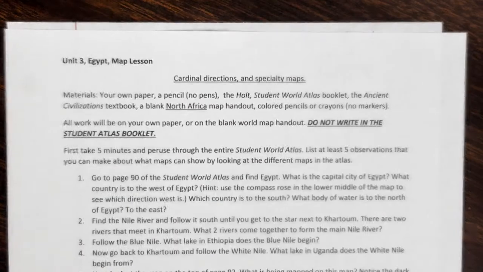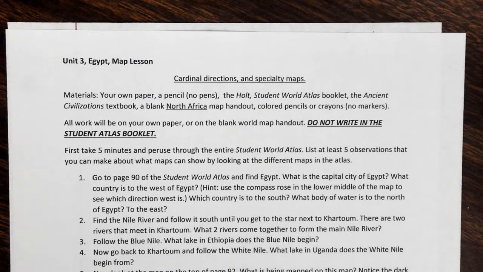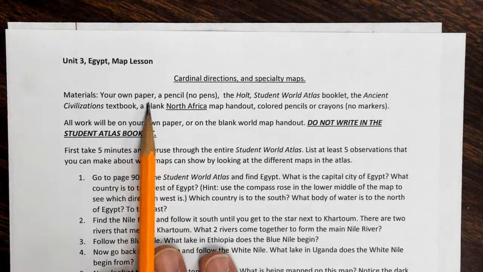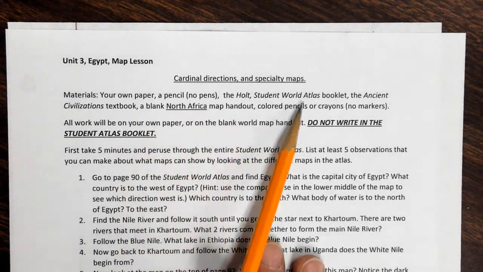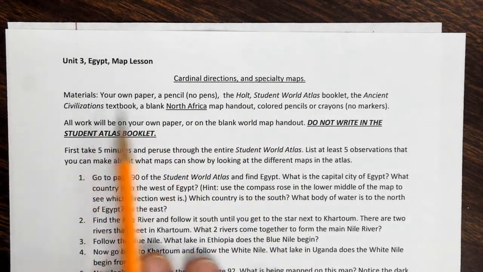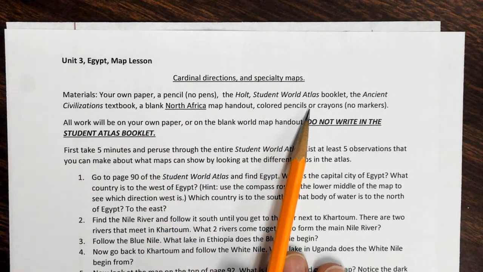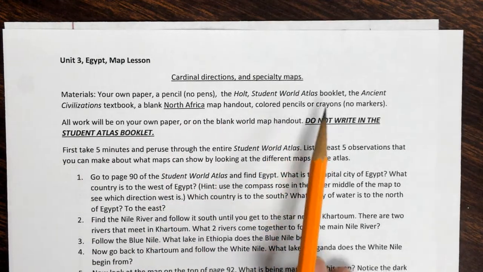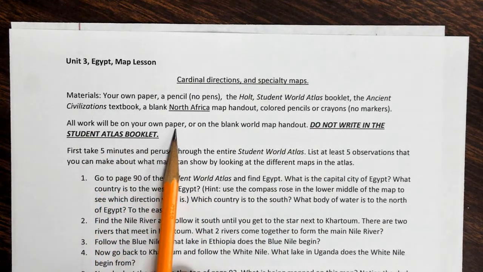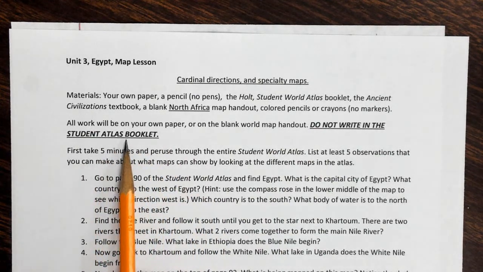Alright, everybody's got one of these cardinal directions and specialty maps. Now you should have your own paper, pencil, no pens, the student atlas, a textbook, and a blank North Africa map handout. Now I'm going to pass out the map handout and you're going to get colored pencils and crayons a little bit later. Alright? Now everything you do is on your own paper. Don't write in the student atlas.